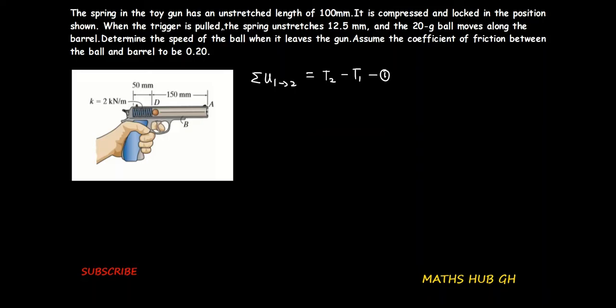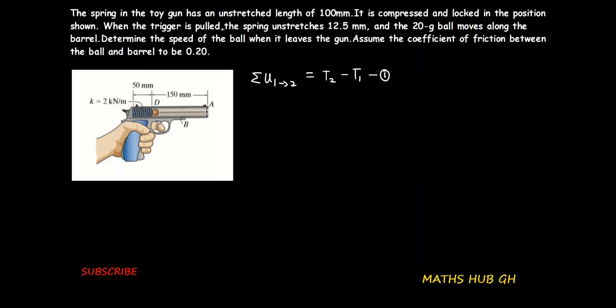And also because there is friction between the ball and the barrel, there's going to be work done due to friction. So you have to find both: the work done by the friction and the work done by the spring force, and then sum them up and equate it to the change in kinetic energy. So let's look at how we are going to do that. First, let's look at the work done by the spring by moving the ball from position 1 to position 2.